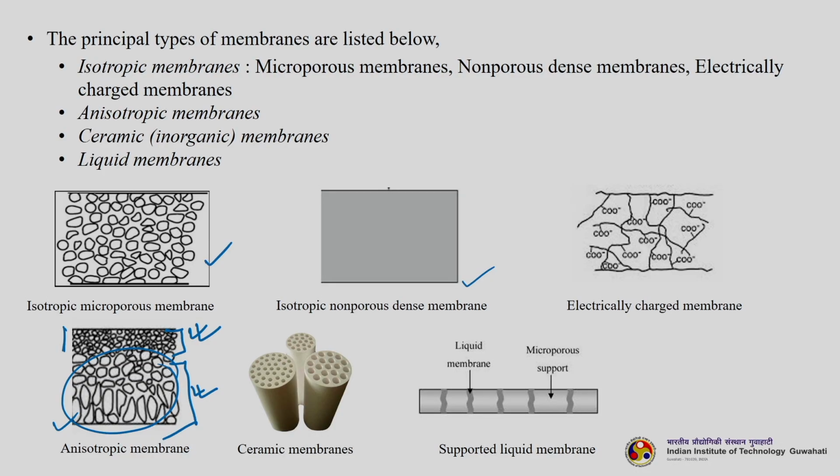This is an example of tubular ceramic membranes. Ceramic membranes can be prepared from various materials, right. Then we have liquid membranes. We will be discussing the liquid membrane concepts in one class. So, you can just understand that a liquid membrane is something in which the membrane itself is a liquid, right.